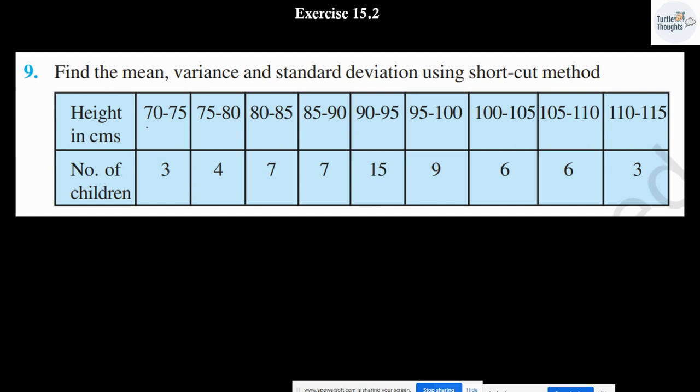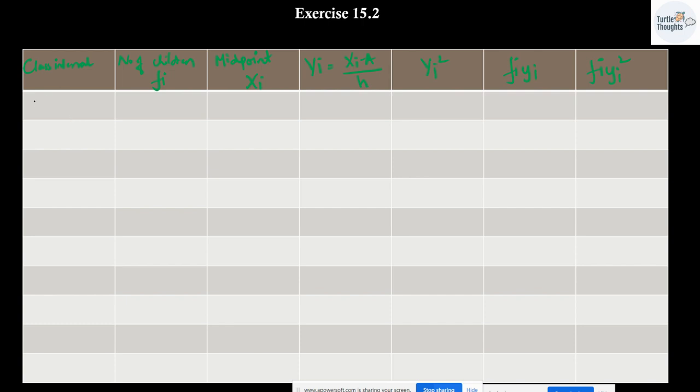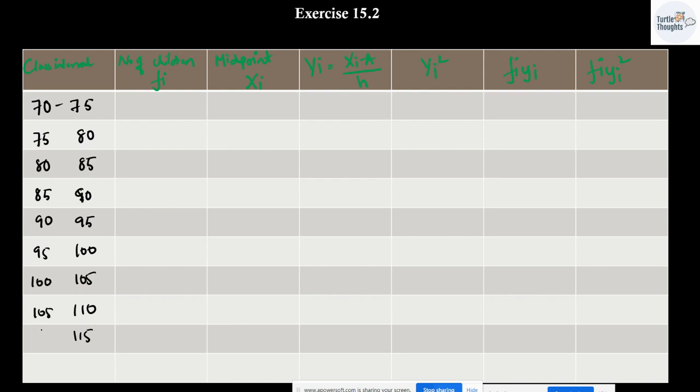Let me start with the height. It is from 70 to 75 till 115. Right? So let me start writing 70 to 75. Then in here it is 80, 85, 90, 95, 100, 105, 110, 115. Here it is going to be 75, 80, 85, 90, 95, 100, 105, 110. The class interval is written.